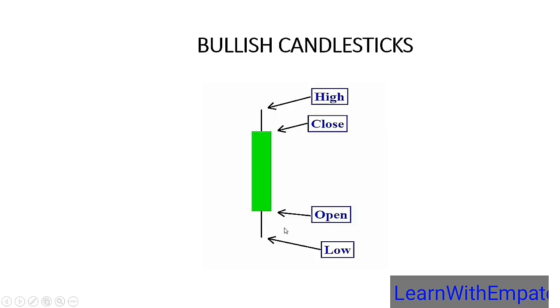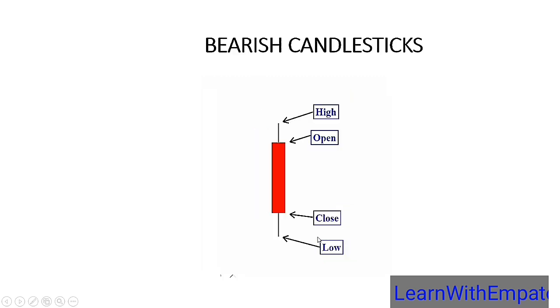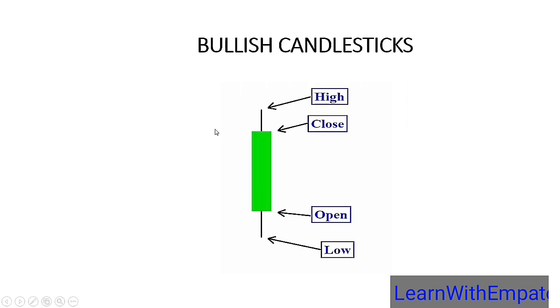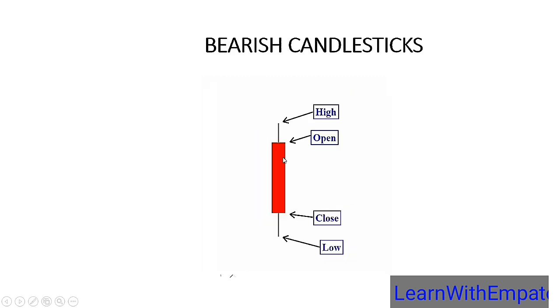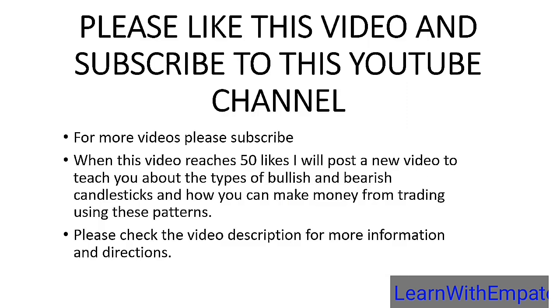For a bearish candlestick, it has the open, the low, the close, the high. This green is the body. The same thing applies here: the open, the close, the low, and the high. And note that for a bullish candlestick, the opening price is below the closing price. That means the closing price is above the opening price. And for a bearish candlestick, the opening price is above the closing price, which also means that the closing price is below the opening price. All that being said, I hope you clearly understand what that means.